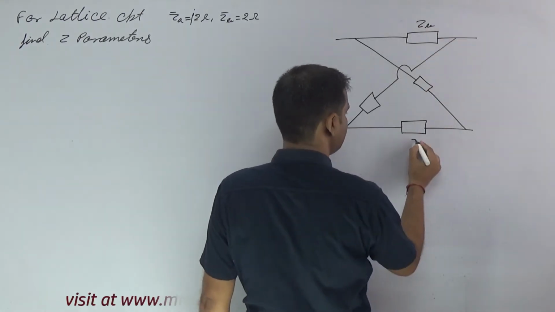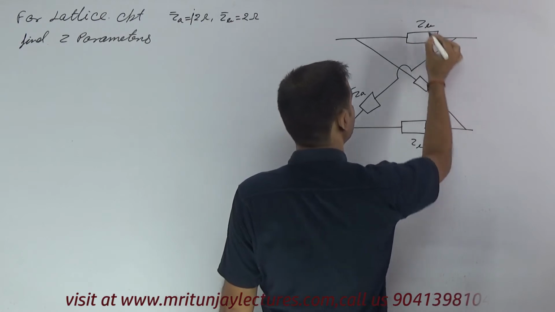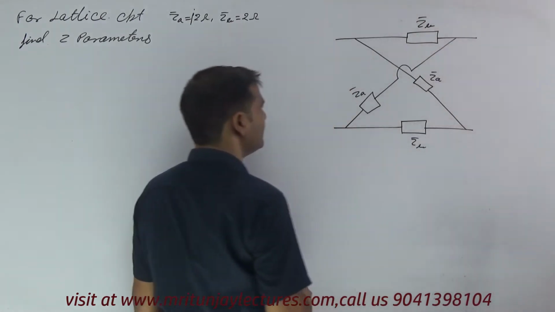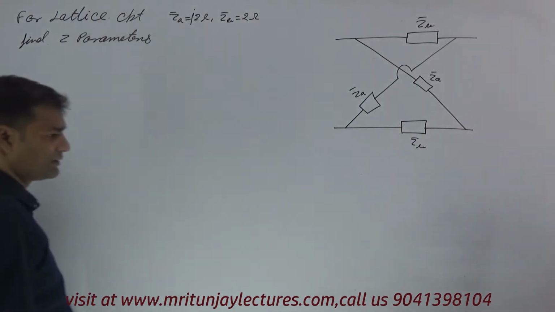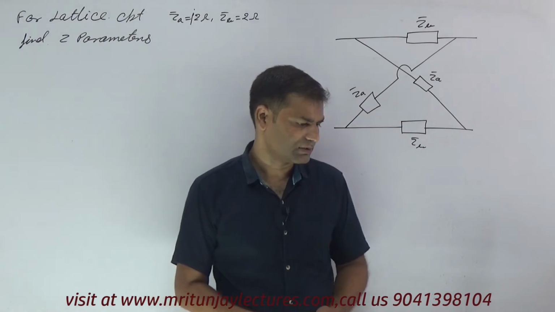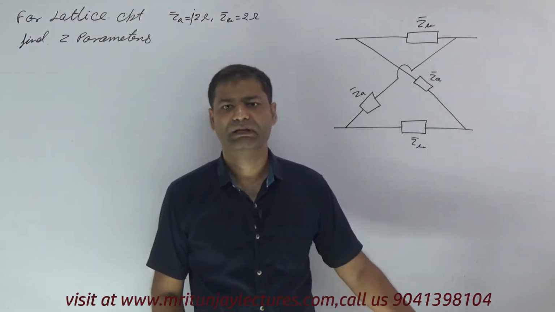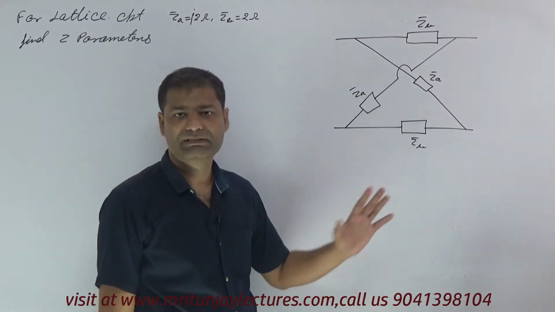This is ZB, ZB and ZA, and this is ZA. Okay, our motto: determine the Z parameters corresponding to the circuit. This is the lattice network. If we have this type of arrangement, then that is the lattice network.